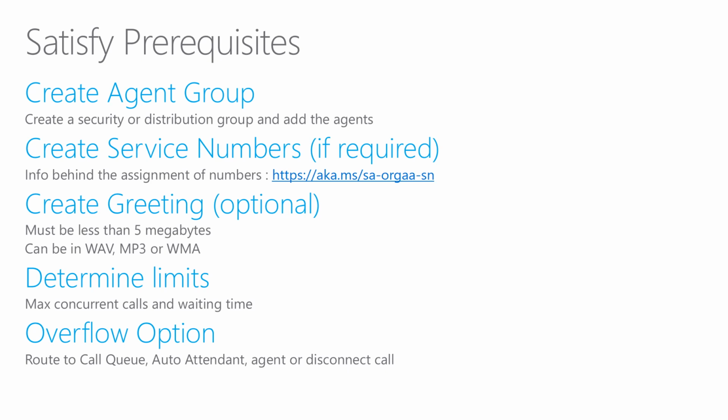So how do we meet these prerequisites? First you should create an agent group, and you can create a security or distribution group and add those agents. Then if you want to use a service number, you should create that before creating the call queue. You can create your greeting, so you can upload it when creating the group, set your limits such as concurrent calls and waiting time, and decide on what your overflow options will be.